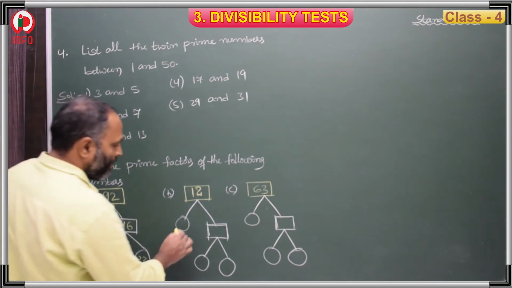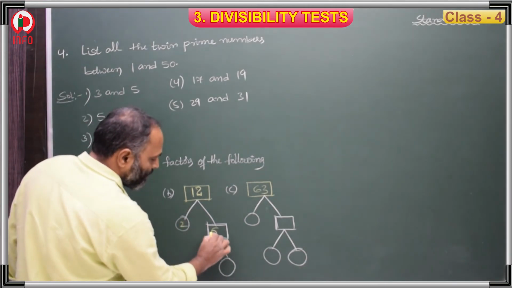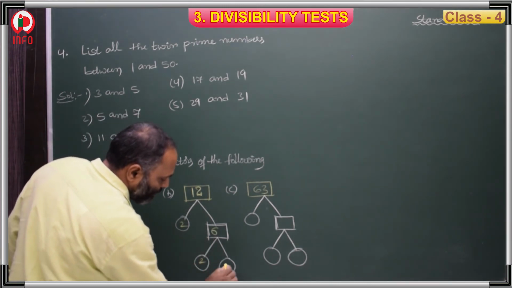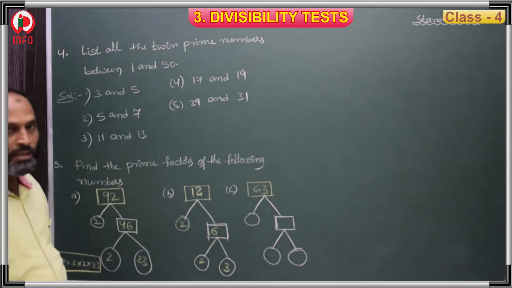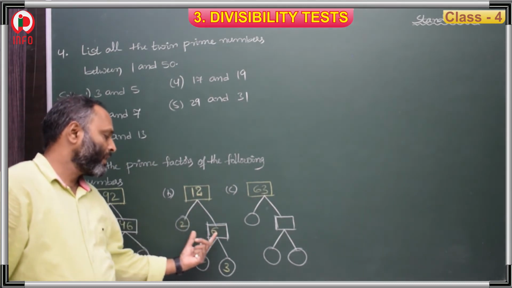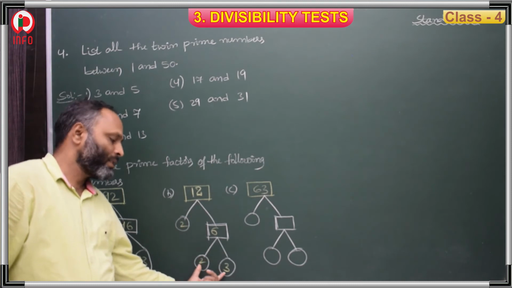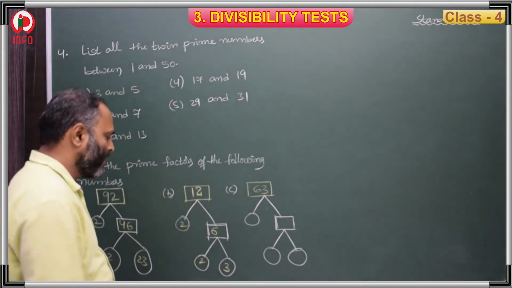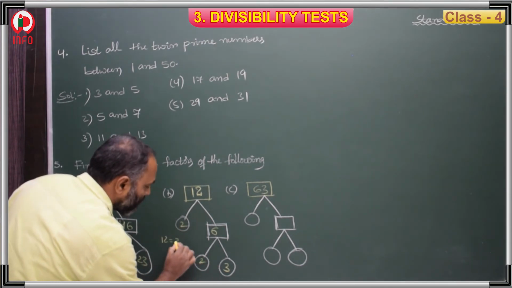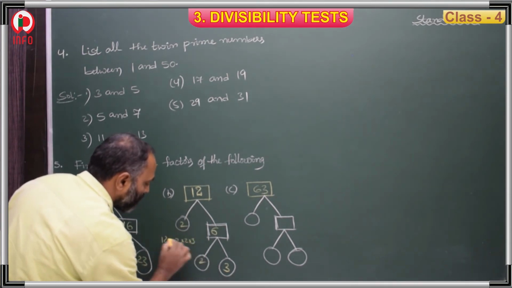Next, 12. 2 6s are 12. Then 6: 2 3s are 6. So 12 means 2 into 2 into 3.